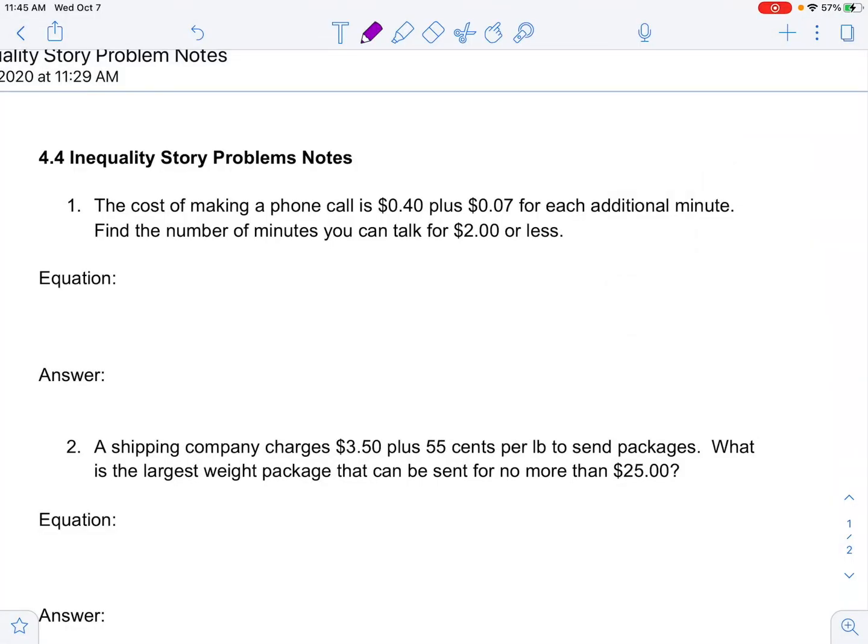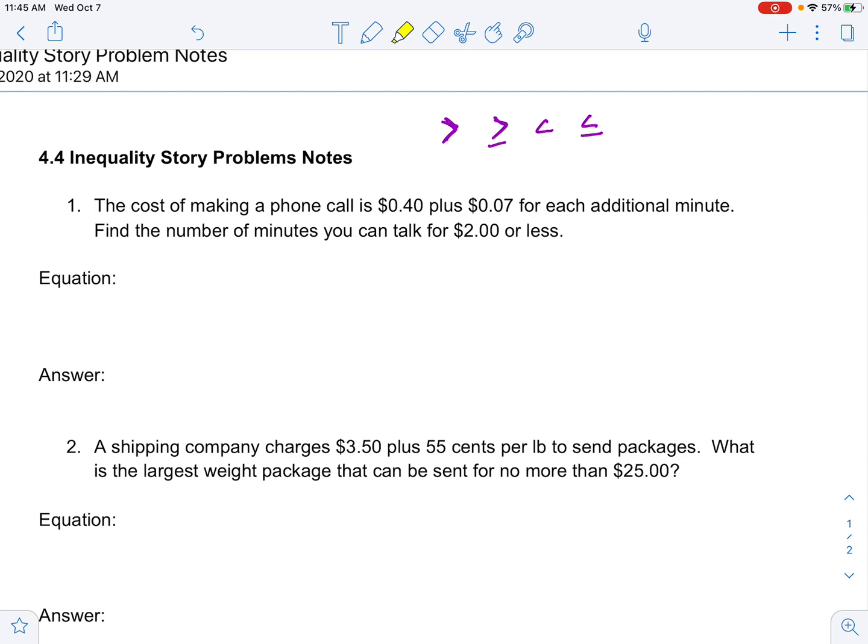All right, we're going to talk about inequality story problems. These are going to look very similar to our linear story problems. The only difference is the symbol. Instead of an equal sign, we're going to have a greater than sign, greater than or equal to, less than, or less than or equal to. So we're going to set up the problem exactly how we would before, and then we're going to figure out which sign we need instead of the equal sign. So let's look at the first one.